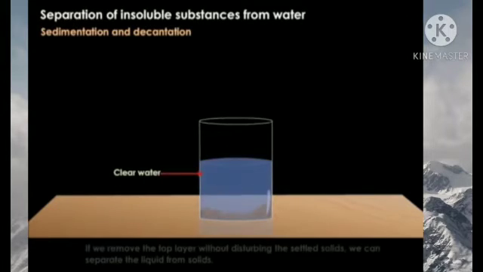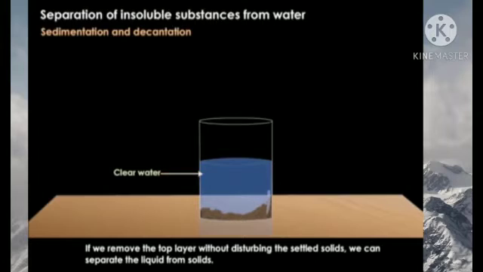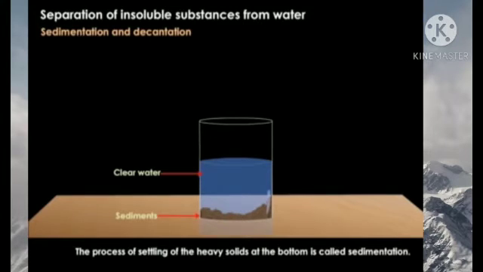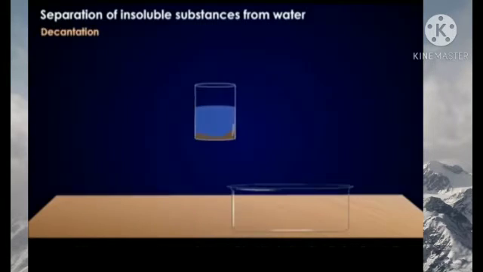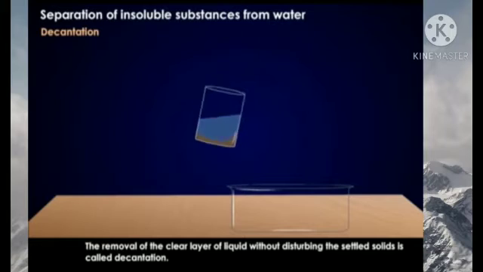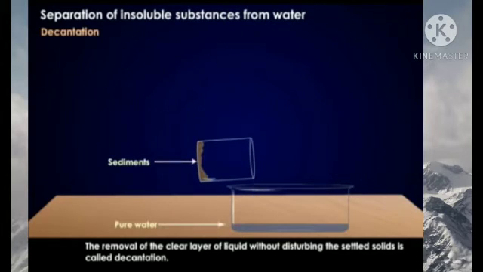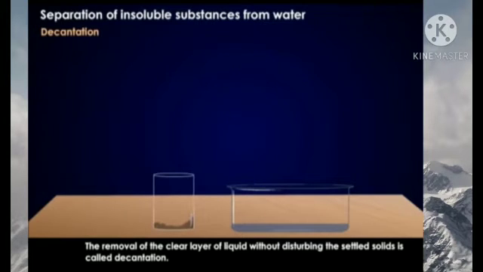After some time you will see that the solid impurity will settle at the bottom of the glass, and at the top you can see clean water. This process of settling of the heavy solids at the bottom is called sedimentation. जब solids नीचे settle हो जाते हैं इसको हम sedimentation कहते हैं. Now when we take out this clear water in another jar leaving behind the sediments, this process is called decantation.